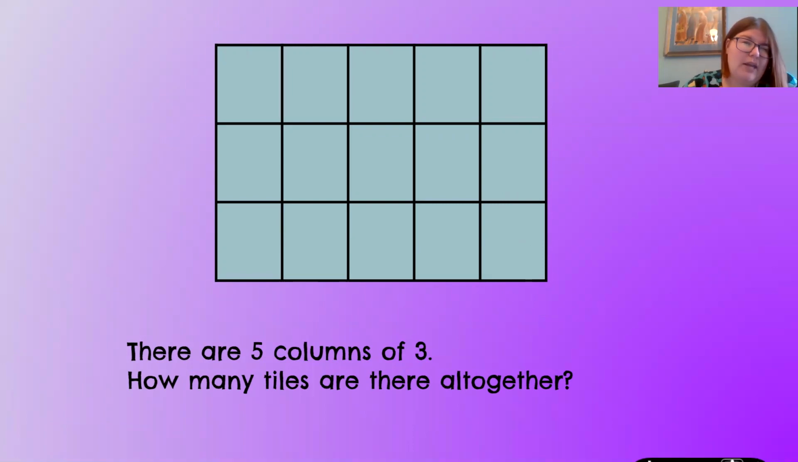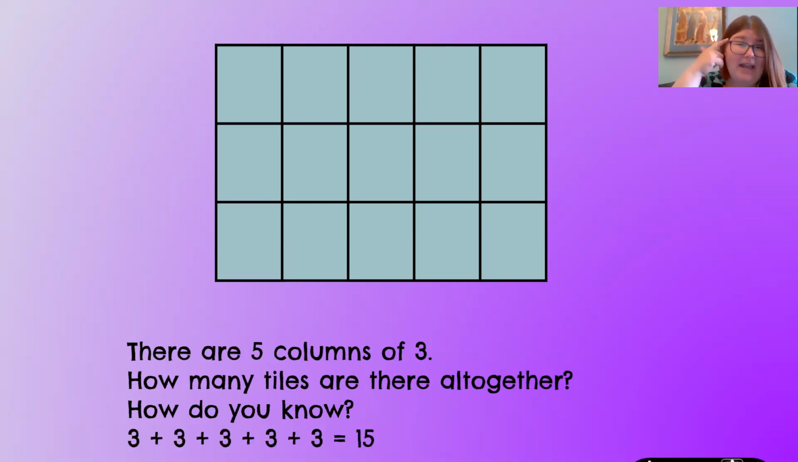Think about how you would know that and what strategy you're going to use to answer that question. How many tiles are there together? How are you going to find out? 10 seconds. If you said 15 tiles altogether, you are correct. In my head, I thought about using my repeated addition equation, so I added 3 five times, and that got me 15. Give me a thumbs up if you match with that.